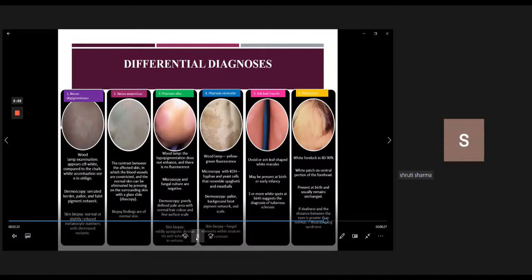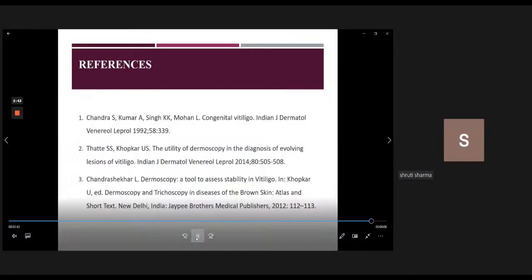Our other differential diagnoses were nevus depigmentosus, nevus anemicus, pityriasis alba, pityriasis versicolor, ash leaf macule, and Waardenburg syndrome, which were ruled out based upon the clinical examination, Wood's lamp examination, diascopy, KOH microscopy, and finally dermoscopy. These were our references. Thank you.